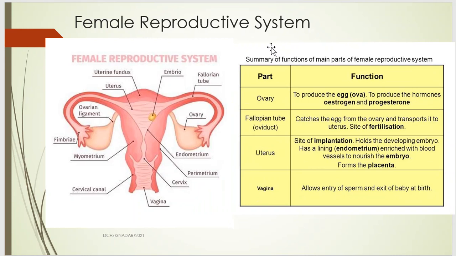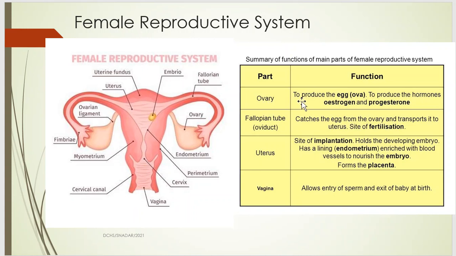So the next is the female reproductive system. Here we can see the largest organ in the female reproductive system, which is the uterus, and on both sides of the uterus we have the fallopian tube, and the fallopian tube ends with two structures on both sides called the ovary, and the ovary is connected to the fallopian tube with finger-like projections called the fimbriae. And then this is the uterus, where the embryo is implanted, and then you can see the cervical region right here, and this is the vagina.